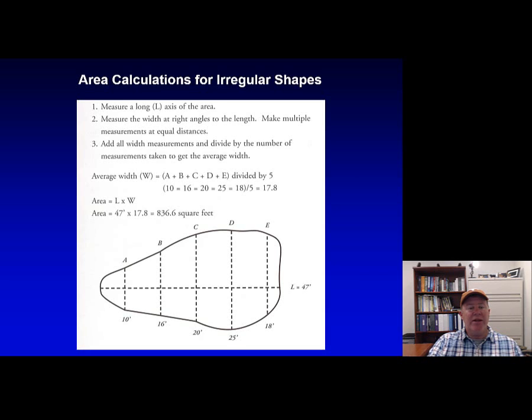So we're going to take area equals length times width. We have our 47 for this line here, and we multiply it times the 17.8, and it gives us a close range of 836.6 square feet. I would almost 100% bet that if 3 of my students did this, I would have 3 similar total square footages, but I wouldn't have the exact same one. They'd be really close.